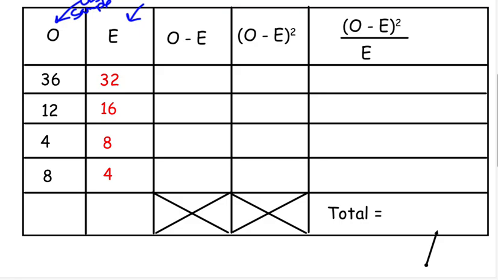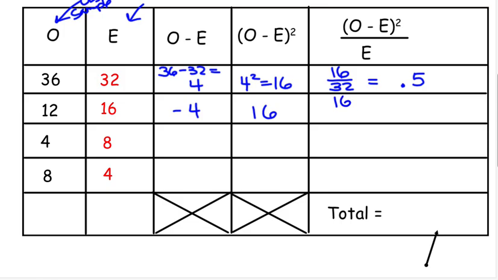So we're going to take O minus E, so 36 minus 32, which is 4. Then we're going to square that number, and we get 16. Then we're going to take that number and divide it by E, which is 32. So 16 divided by 32 is 1/2. And we'll do that as we go through. So 12 minus 16 is -4. Square it, we get 16. Then 16 divided by E, and we get 1.